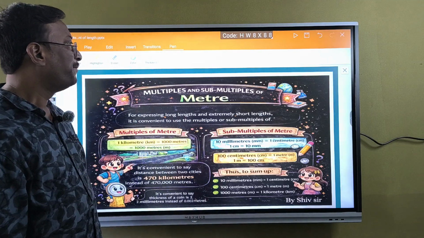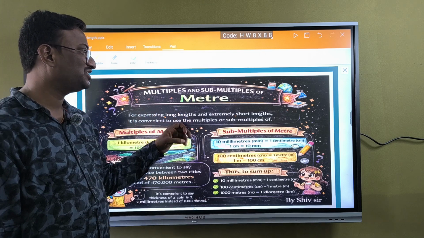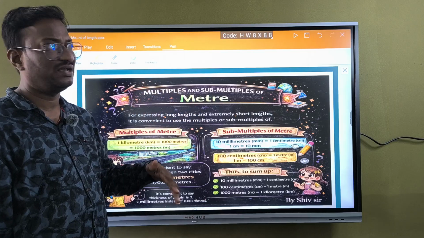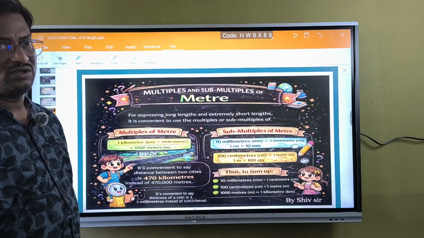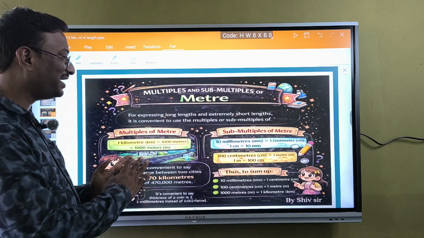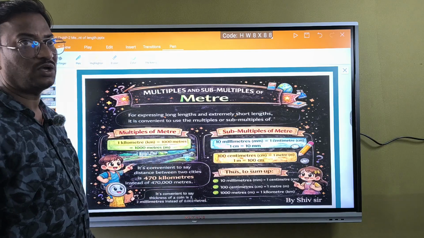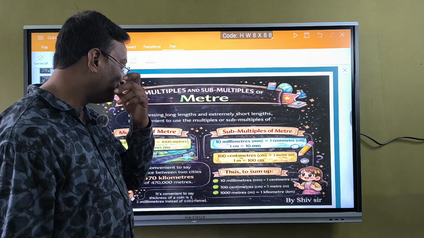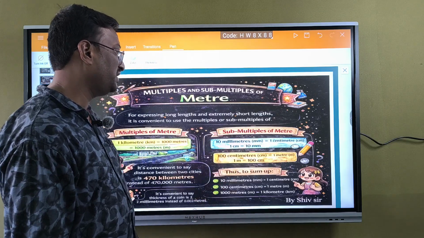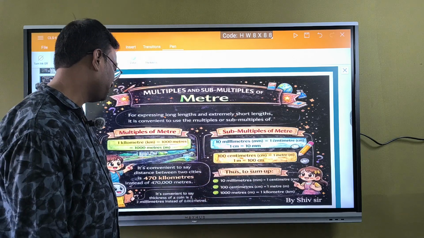Next thing is multiples and submultiples of meter. For expressing long lengths and extremely short lengths, we use multiples and submultiples. Multiples are for long lengths and submultiples are for shorter lengths. 1 kilometer is 1000 times the meter, so 1000 meters we call 1 kilometer. Among submultiples, 10 millimeters is equal to 1 centimeter, and 100 centimeters is equal to 1 meter.